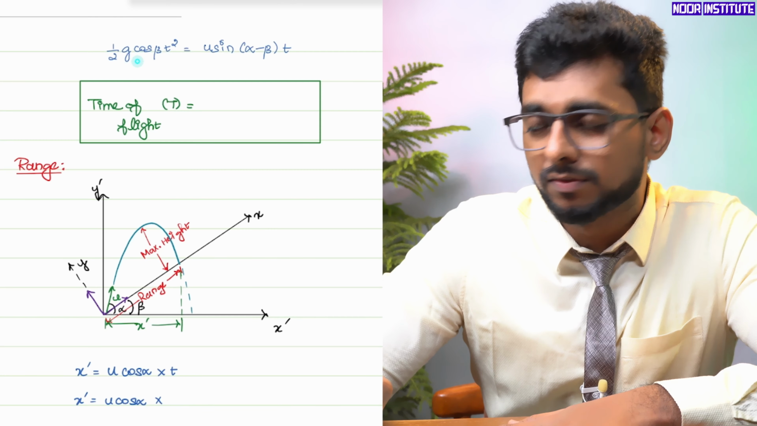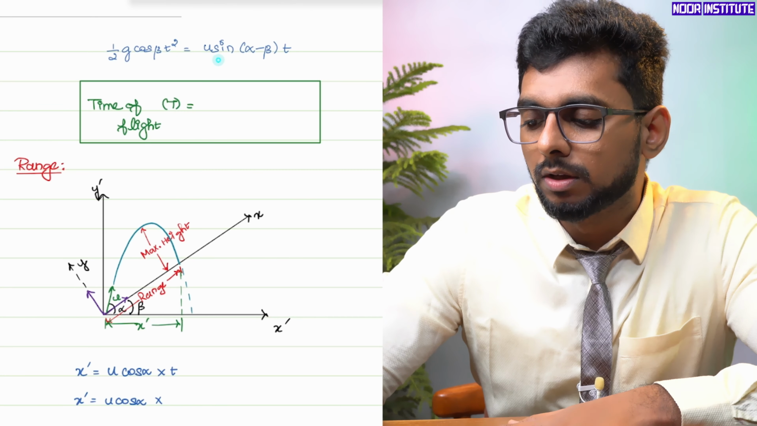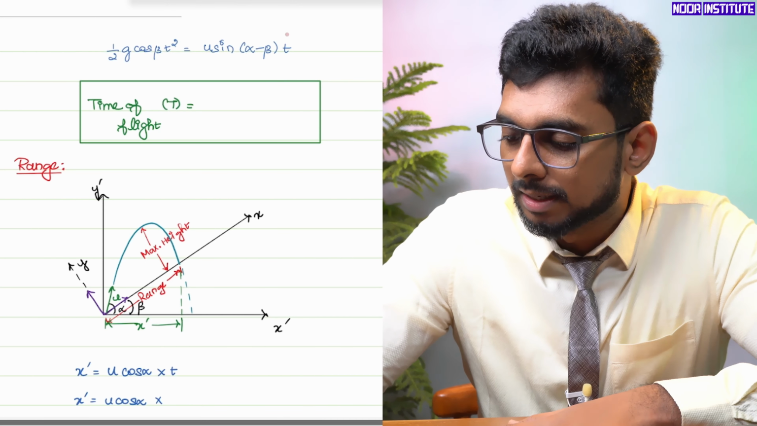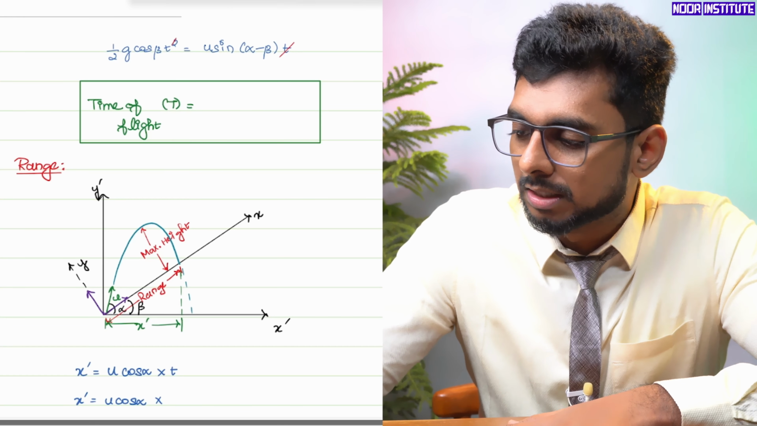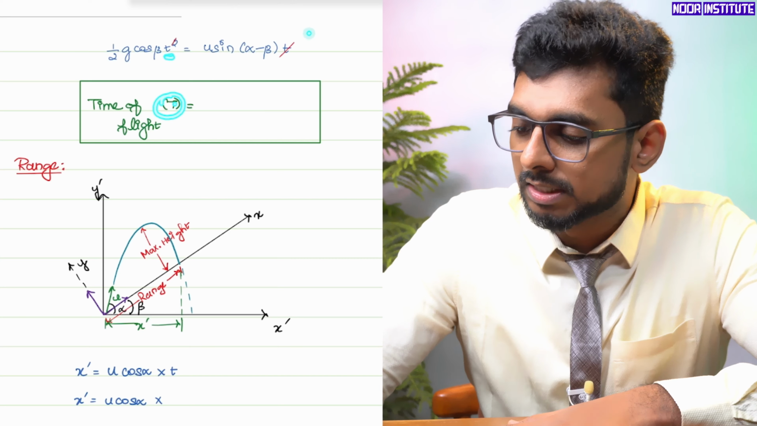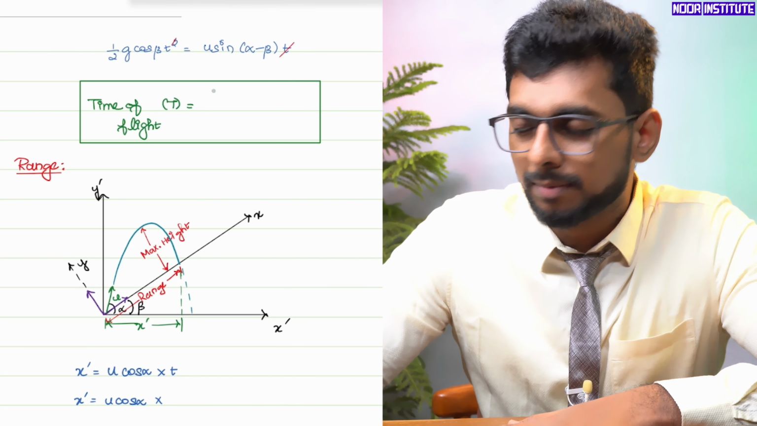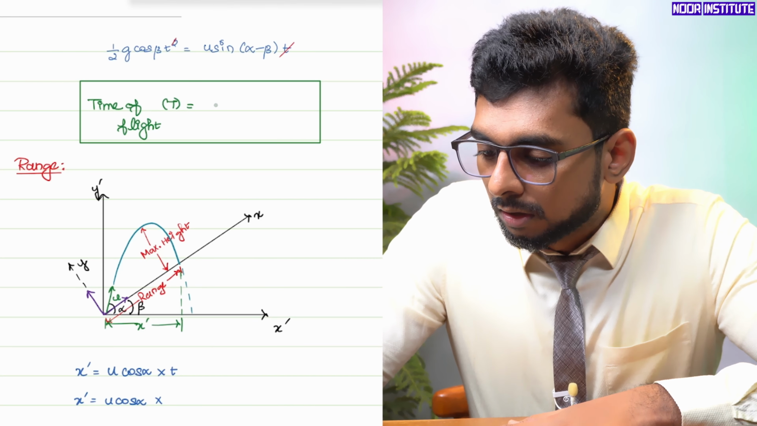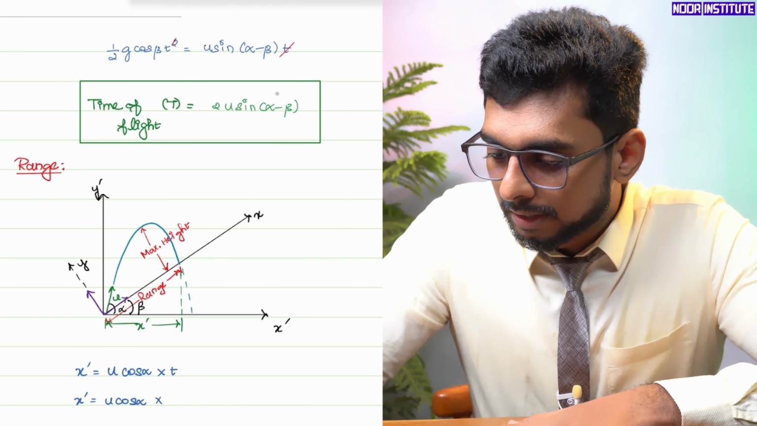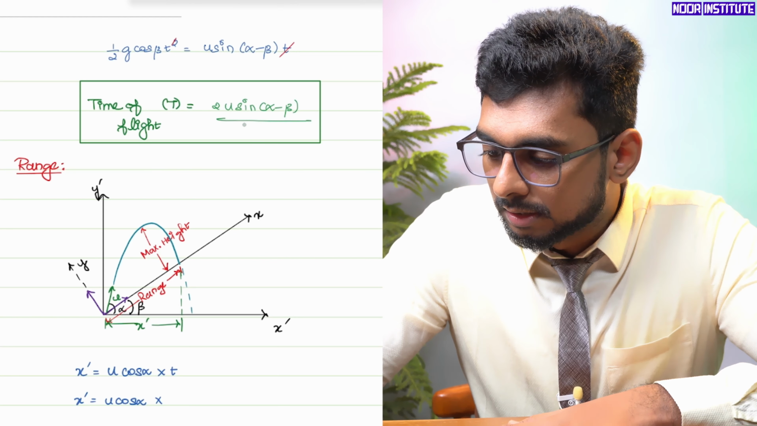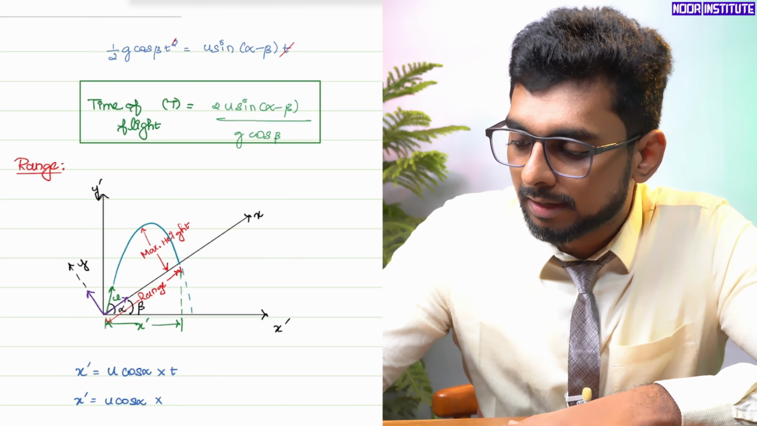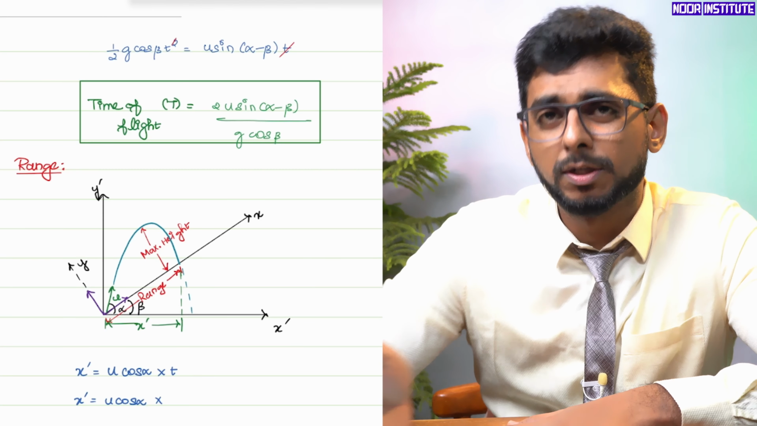So it will be half g cosine beta t square, which is equal to u sine alpha minus beta t, okay? So let me cancel out the t. I'll end up getting the time of flight. One t will get cancelled out, and then I'll be left with only one t, which is nothing but the time of flight, capital T, right? If I just rearrange the above equation, I'll end up getting the time of flight, which will be 2u sine alpha minus beta, and then in the denominator you'll have g cosine beta, right? So this will be the time of flight for a projectile with respect to the inclined plane, fine.